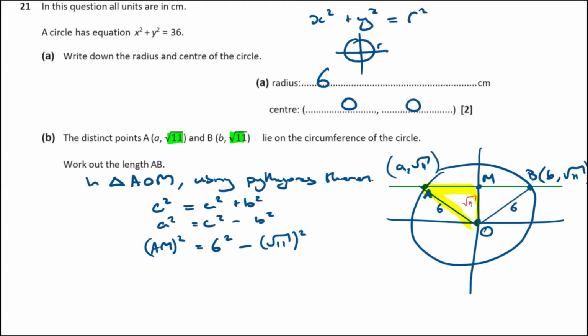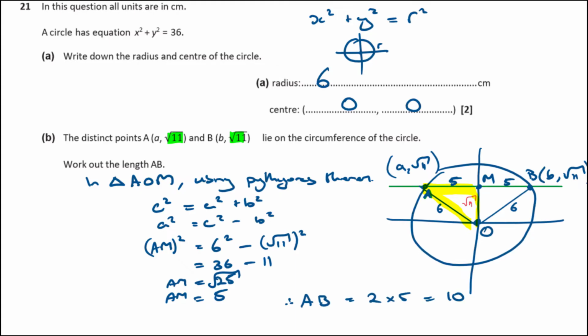Okay, well, 6 squared is 36, root 11 squared is 11, so it's going to be 36 minus 11. Oh, it's 25. Look, that's nice. So then that means that AM is going to be the root of 25, which is equal to 5. Okay, so that one's 5. So this one is also going to be 5. So that means that AB is going to be 2 lots of 5 then, isn't it? So therefore AB is going to be 2 lots of 5, which is 10. Presumably centimetres, because it says all in centimetres.